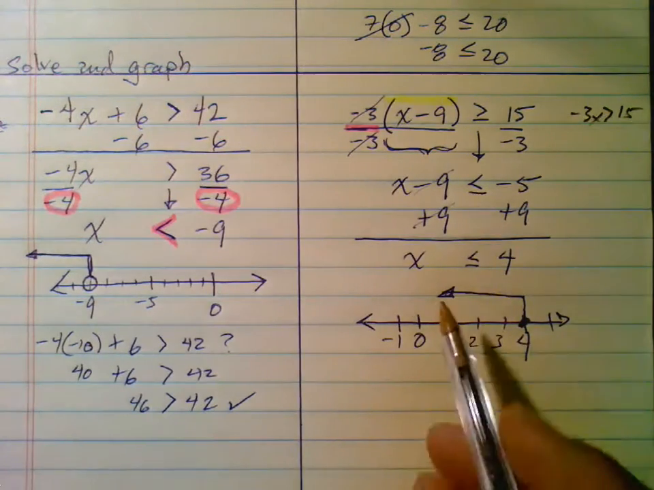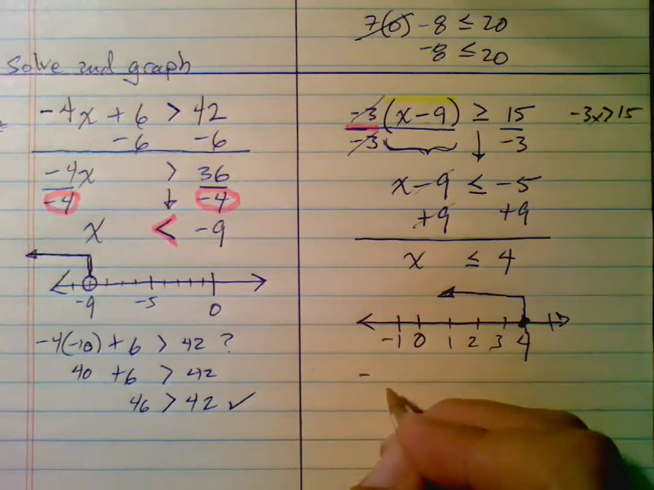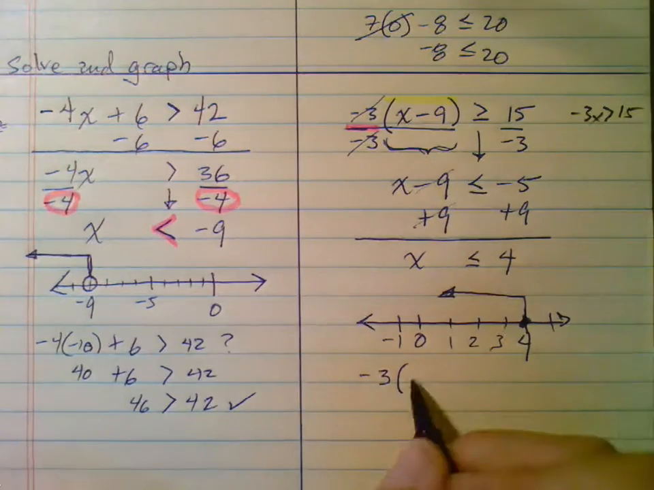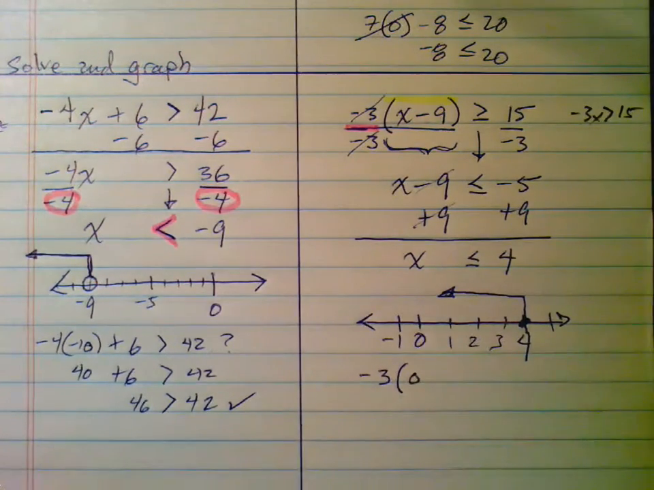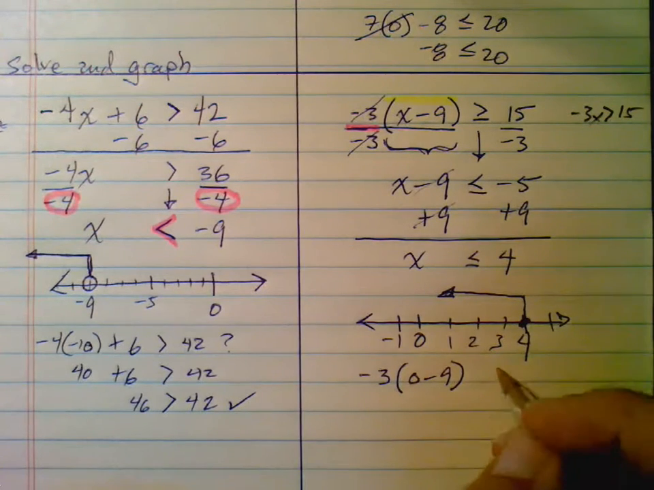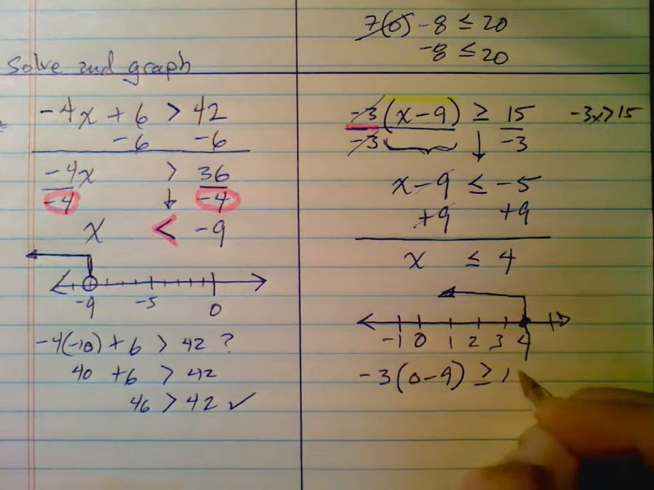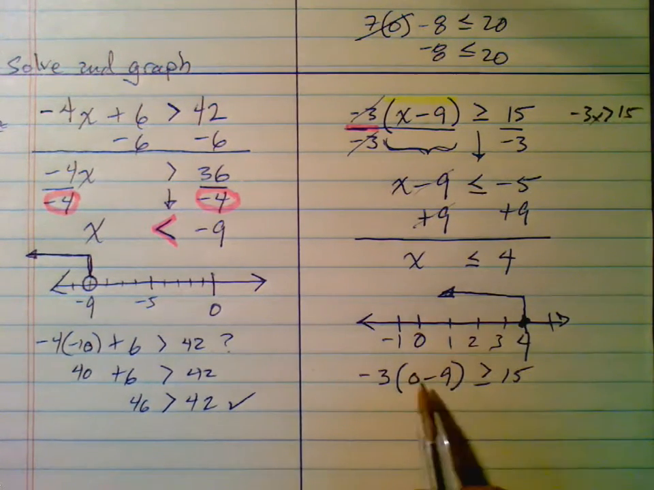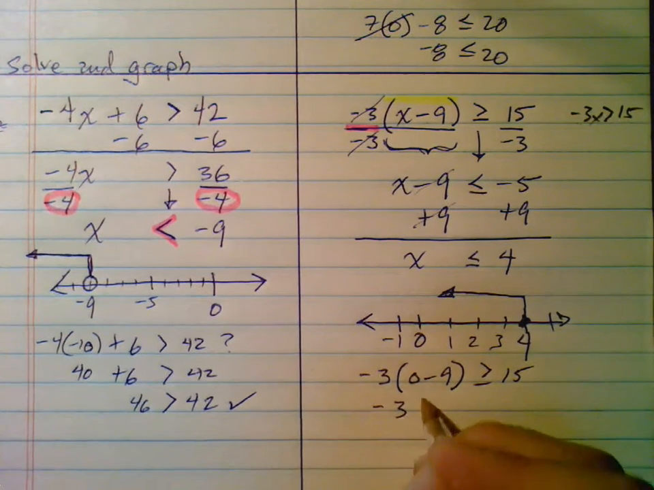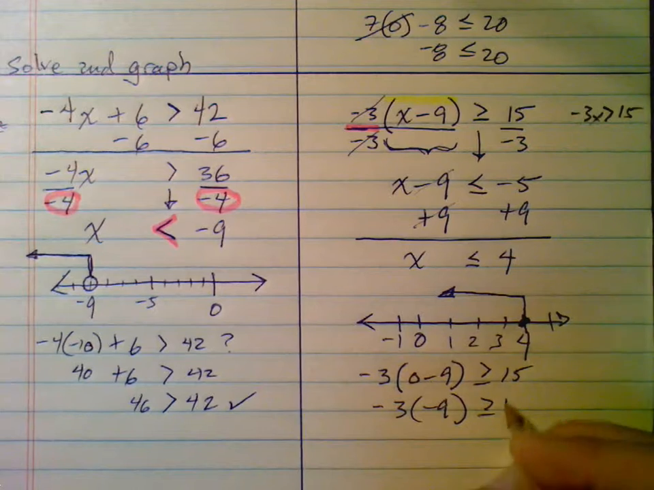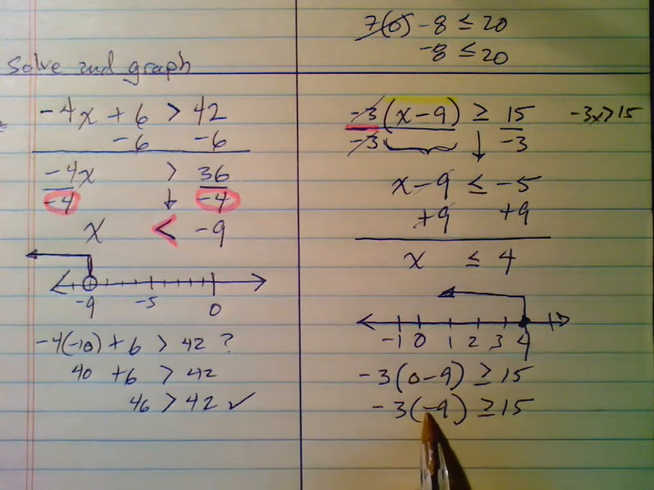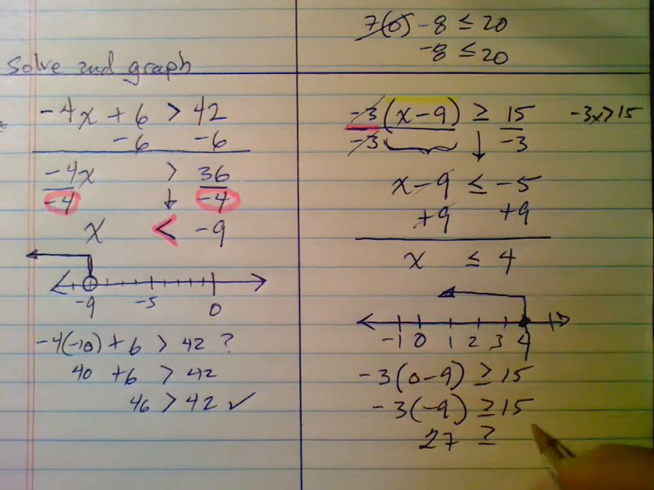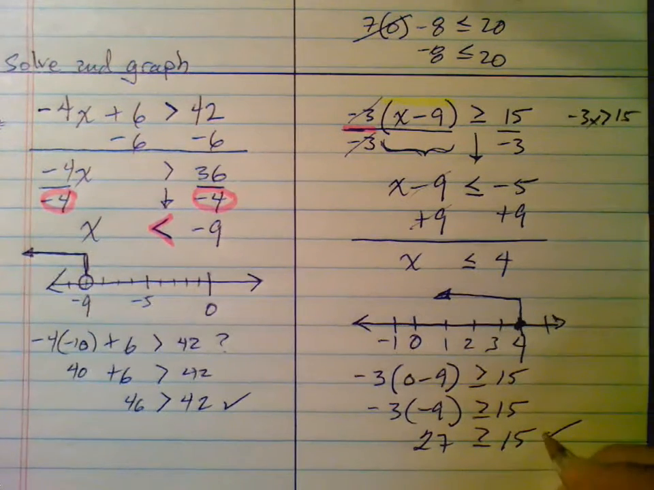Let's pick something easy, like 0. So if I plug 0 back into the original inequality, instead of x, I'm going to put in 0. I just picked 0 because it's over here. Minus 9. Is that going to be greater than or equal to 15? Well, order of operations says I do everything in the parentheses first. 0 minus 9 becomes negative 9, times negative 3. Is that greater than or equal to 15? Well, a negative times a negative is a positive, and 3 times 9 is 27. And lo and behold, 27 is greater than or equal to 15. So it checks. Oh, happy day.